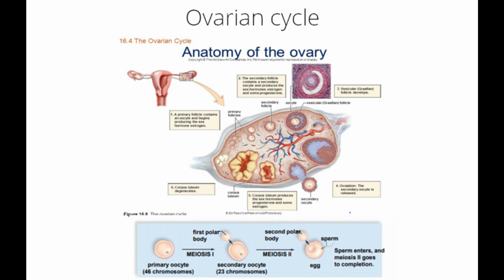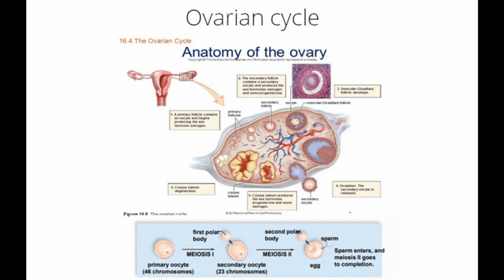One cell is the secondary oocyte and one cell is the first polar body, as you can see in the picture that has the blue background. The primary oocyte has 46 chromosomes and the secondary oocyte has 23 chromosomes, having undergone meiosis 1. It will undergo meiosis 2 again, which produces an egg and a second polar body.